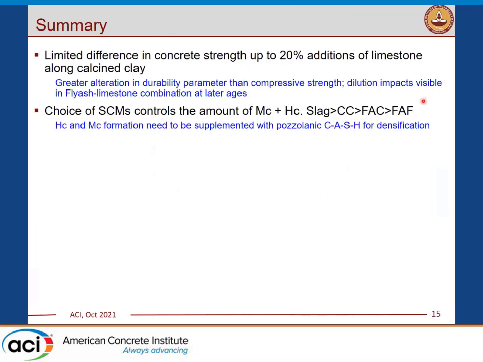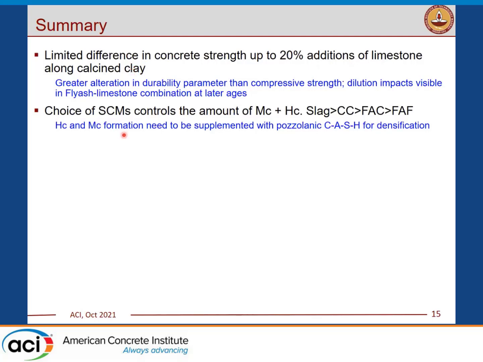To summarize, we see a limited difference in strength, even up to 20% limestone addition with calcined clay, which makes it suitable to use high volume substitution with clay and limestone in combination. Alterations in durability parameters are more significant compared to strength, and the dilutions are visible in the fly ash limestone combination and not necessarily in calcined clay limestone combinations on the durability parameters.